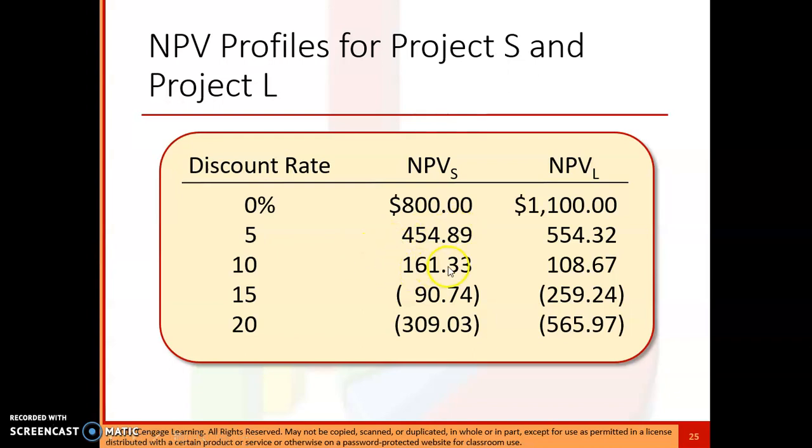So when we get to 10%, we see the numbers that we calculated previously. And if we go up to 15%, we see that both projects are negative. So the required rate of return is going to determine whether we accept or reject the projects. And it's also going to determine which projects we accept or reject. So we'll look at these graphically on the next page.